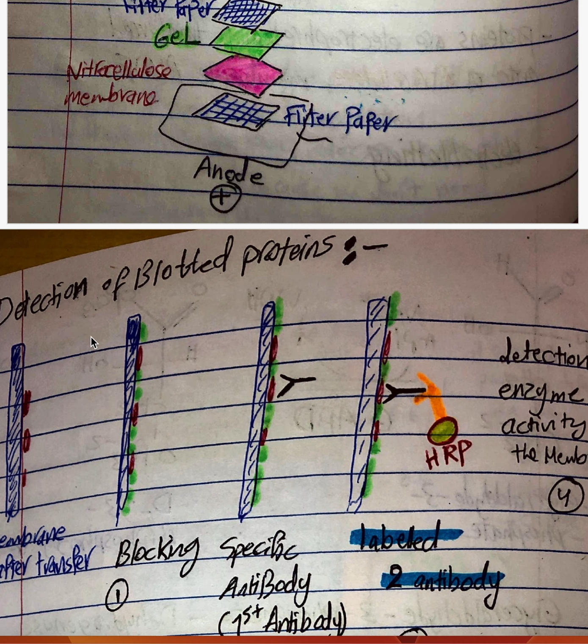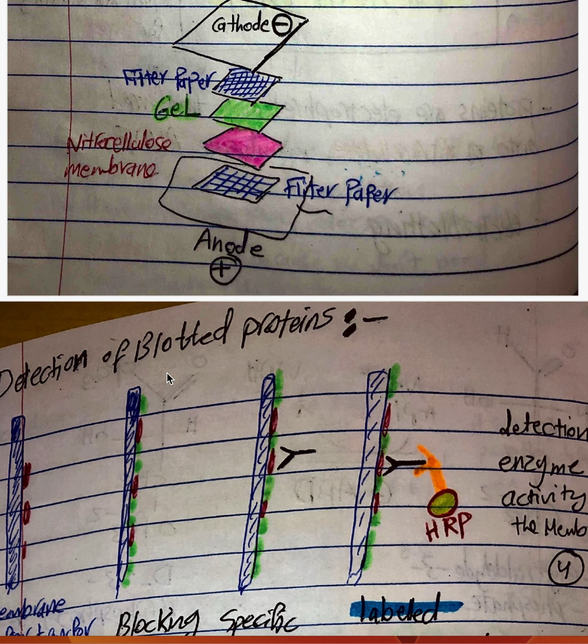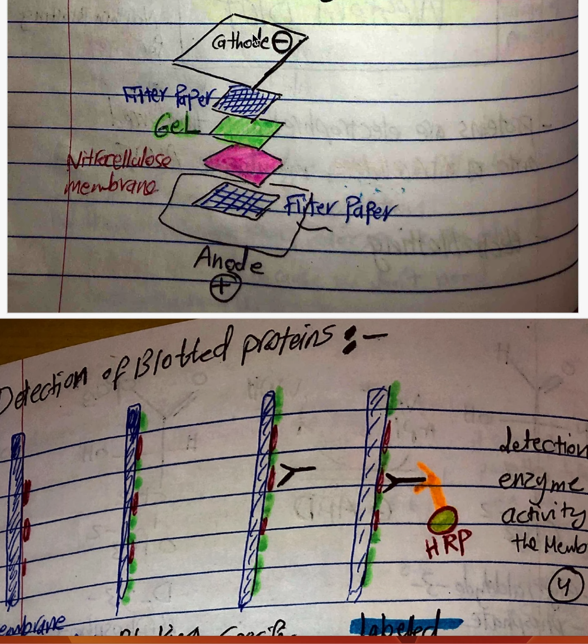So, transfer of these molecules: as you can see, the gel is on the side of the cathode, so the transfer goes from the gel to the membrane, to the nitrocellulose membrane, as you can see here. The transfer is followed by the detection of the protein. This is step one: the proteins are transferred from the gel to the membrane. This is what we call blotting.